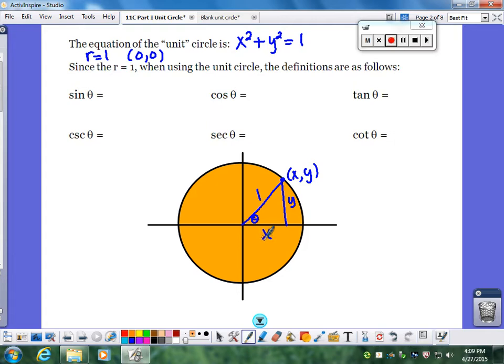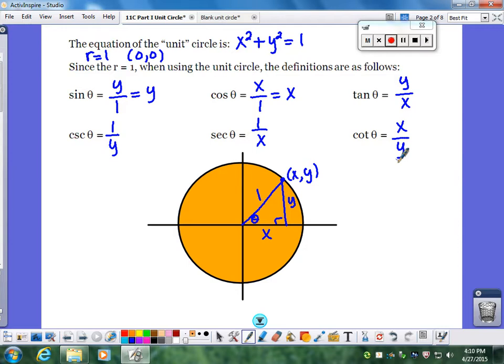So in our unit circle, if the radius is 1, if the hypotenuse is 1, then the sine of theta is going to be opposite over hypotenuse, which is y over 1, or just y. So the y coordinate gives us the sine of our angle. And the reciprocal for cosecant is going to be 1 over y. Cosine of theta, well, cosine is adjacent over hypotenuse, x over 1, so just the x. And the secant is going to be the reciprocal, 1 over x. And then tangent is going to be defined as y over x, and cotangent is x over y.